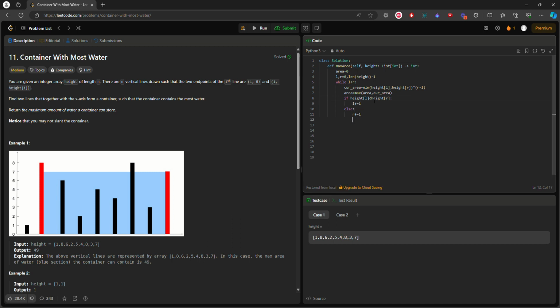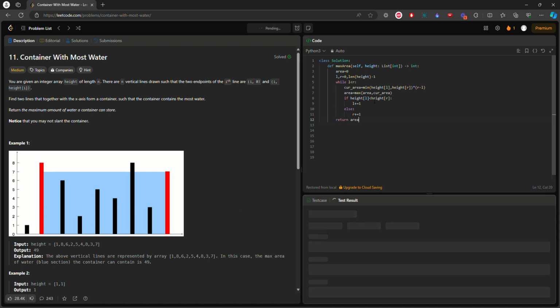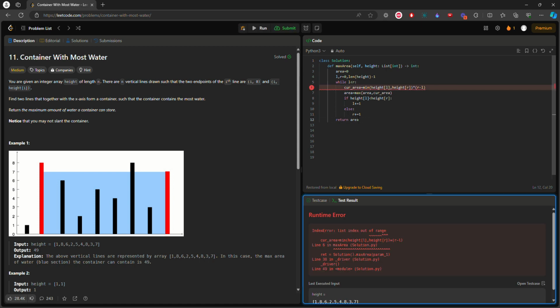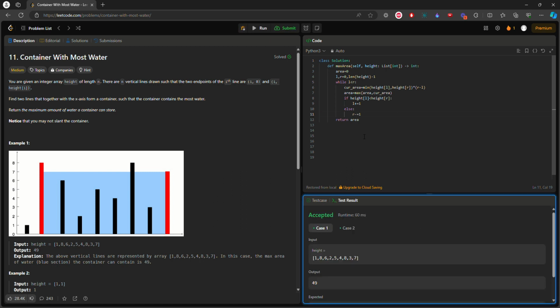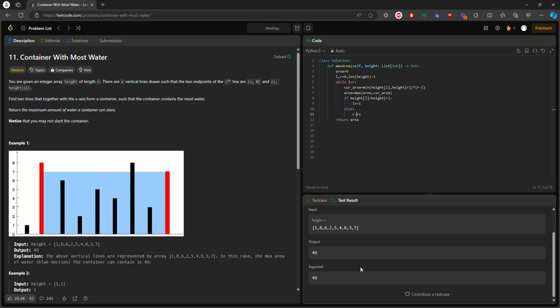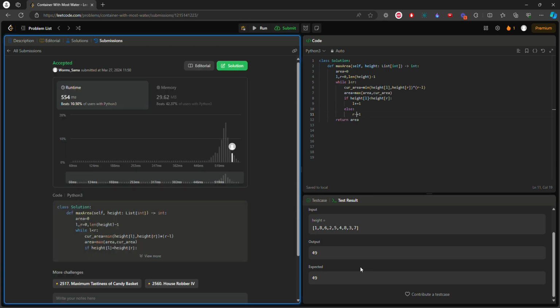And this is basically the entire algorithm. We can return area, and let's check it out once. See, r minus equal to 1. You can't go out of bounds when you do r minus equal to 1. And yes, the algorithm was pretty straightforward. If you just knew how to calculate the area of a rectangle and all, the question is super straightforward.